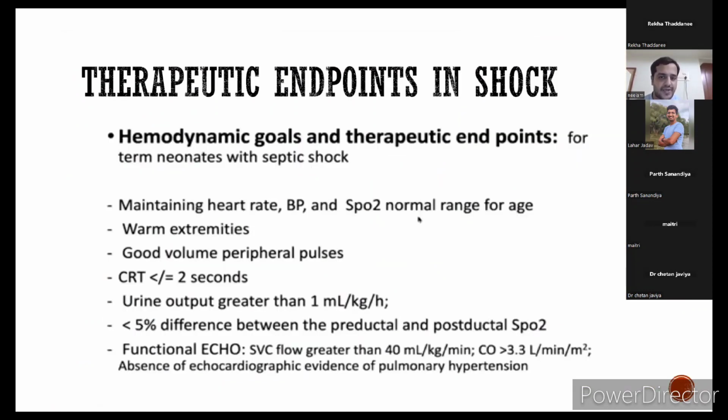These are the therapeutic endpoints. So if a baby is there with shock, when will you stop considering the treatment? When all these things are there, that your BP, everything is normalized, extremities are warm, peripheral pulses are good, CRT is less than 2 seconds, and echo is normal.